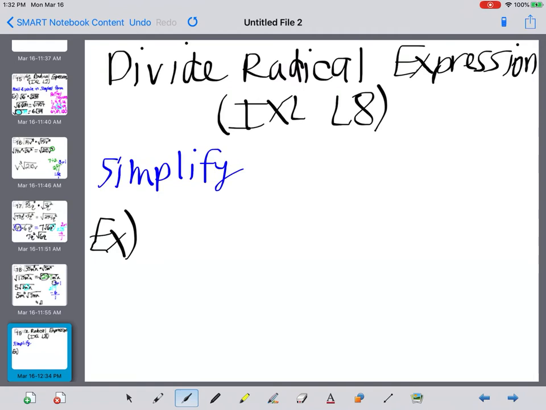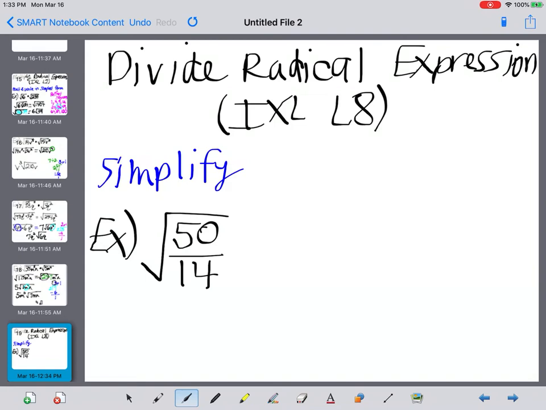So the directions just tell us to simplify, and in my opinion this is a little bit easier than multiplying, but to each his own, I guess. You may disagree. So here we have the square root of 50 over 14. So all of that is under the radical.